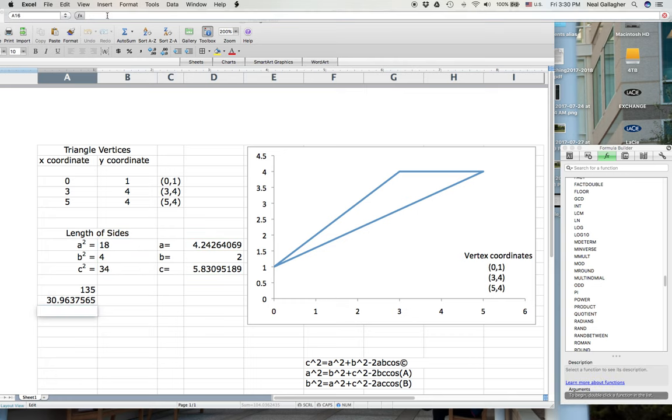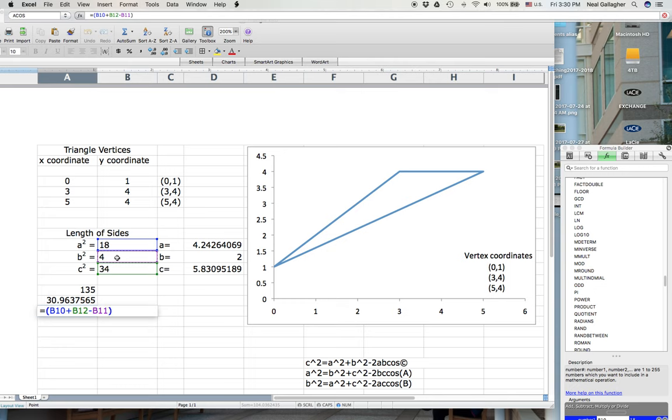Okay, so I want to put equal to. And now I'm going to put a squared plus c squared minus b squared. It's equal to, let me put this in paren, a squared plus c squared minus b squared. Now I want to divide by 2ac cosine b. So divide it by 2 times a times c, there.